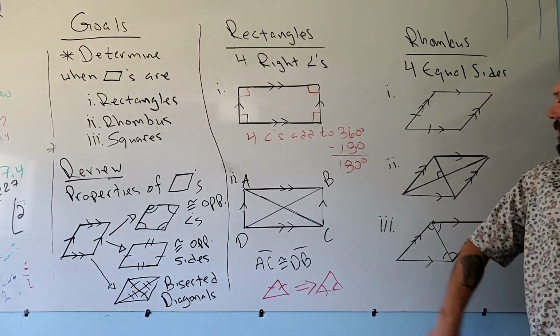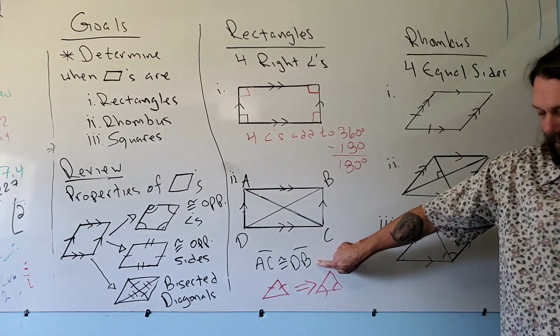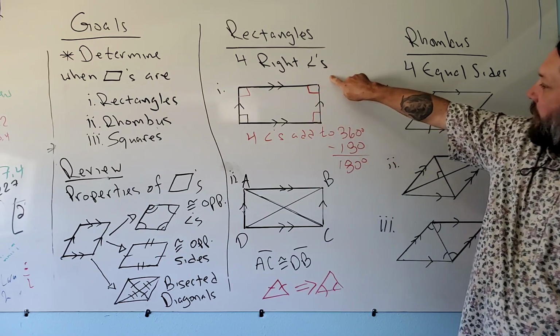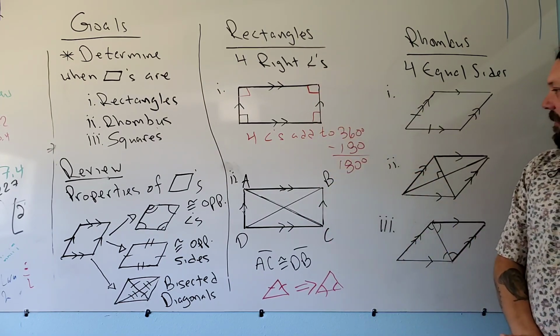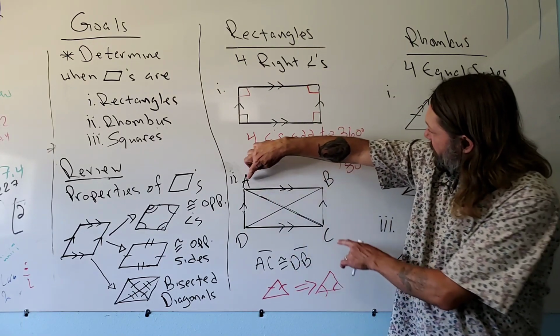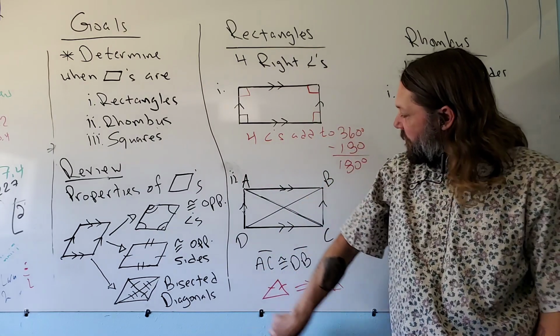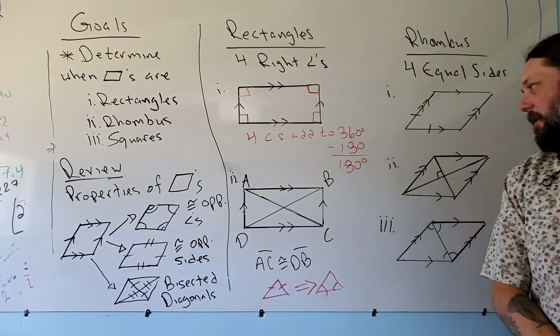So remember, this idea of having equal diagonals is a characteristic that will lead us to having 4 right angles in this parallelogram. Now, remember the diagonals are equal to each other. So from here to here is the same as from here to here. And diagonals also bisect each other in parallelograms.